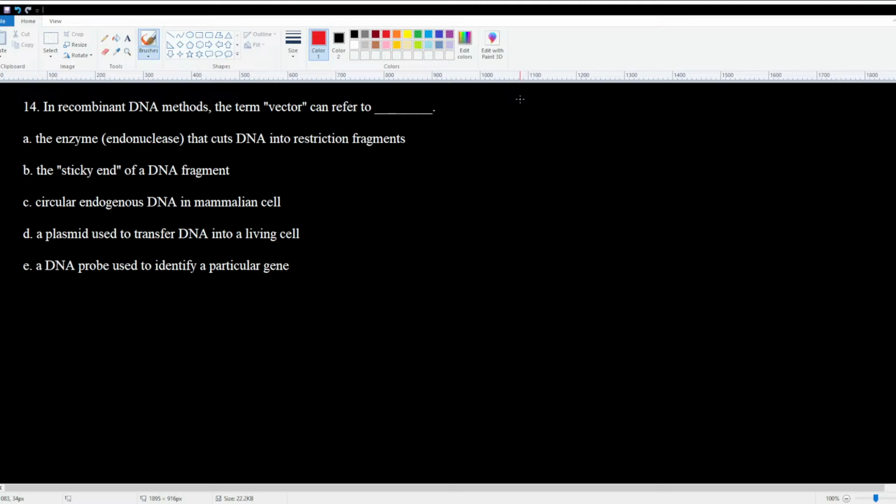A vector, in physics or in chemistry or in anything, shows us the direction and the magnitude at which something is being directed, right? So that's what a vector does. A DNA probe used to identify a particular gene can't be it because we're not actually changing or transferring anything. It can't be B, the sticky end of a DNA fragment, because once again, not transferring anything. Sticky ends are sticky ends. They're not vectors. A, the enzyme endonuclease that cuts the DNA into restriction fragments, once again, not a vector, not moving anything.